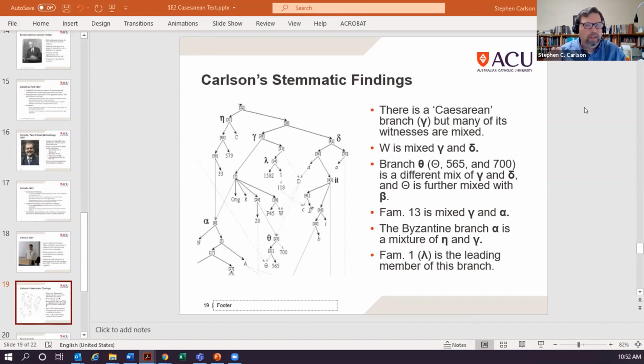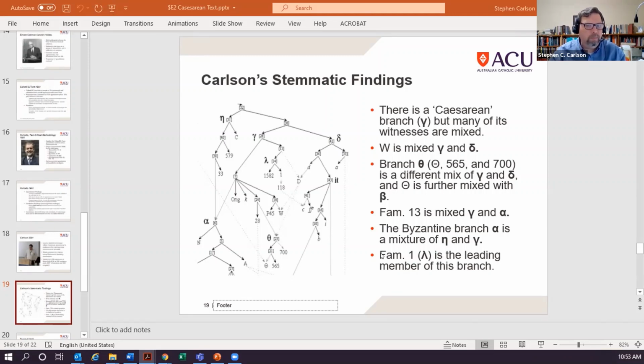And so you get this idea that there's a lot of mixture going on, which kind of explains why it's so difficult to get a handle on this text, because other relations are not very consistent. Sometimes they agree with one or another, and then it's kind of tough there. But basically, if you're going to talk about the Caesarean text at all, it's not W, because it's mixed. It's not Theta, because that's mixed. You probably ought to be looking at family one, which has some connections with the text of Origen. And so we might possibly even be able to locate it in Caesarea with Origen.